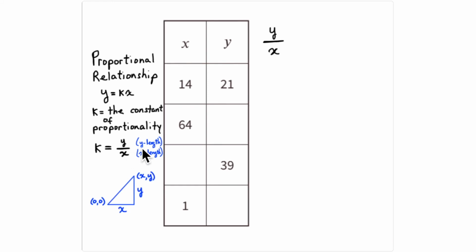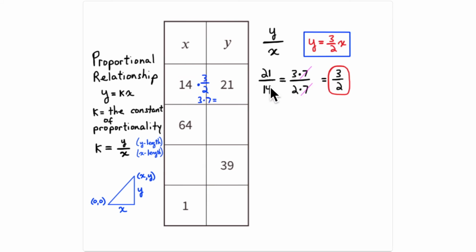So remember that for a proportional relationship, the y-coordinate is the length along the y-axis. The x-coordinate is the length along the x-axis. So that means you can take y and divide it by x. So these just become equivalent fractions. They're all equal to the same value, just written in a different way. So 21 divided by 14. So 21/14, you can factor out the 7, and you end up with the simplified ratio of 3/2.